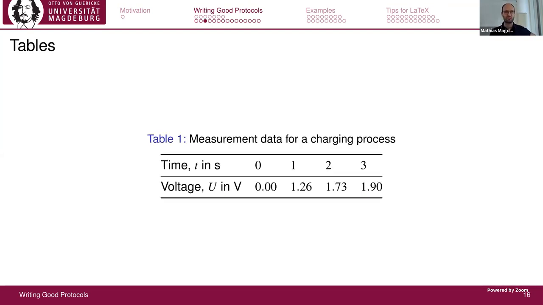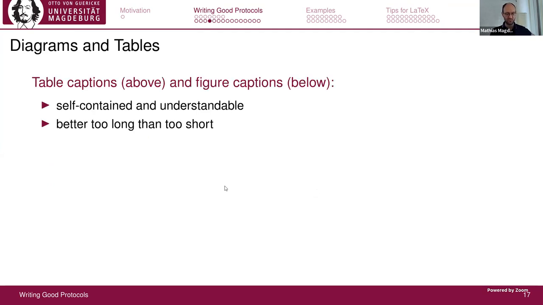The same is for tables. So tables also should have a clear caption, should have meaningful labels for the columns and rows that are displayed there, including physical quantities and units, and a clear number format, something like this. Then these tables and diagrams should have a meaningful caption. For figures, the caption is usually below the figure. And for tables, this caption is usually above the table. Why is it maybe better to have the caption for tables above the table and not below?